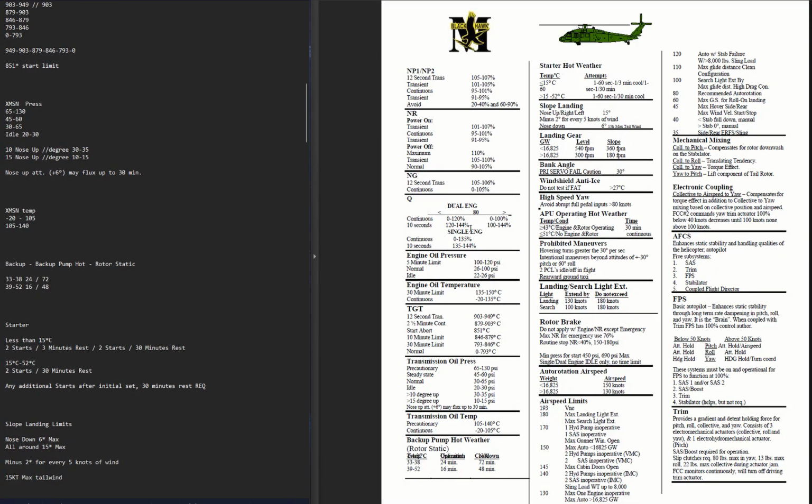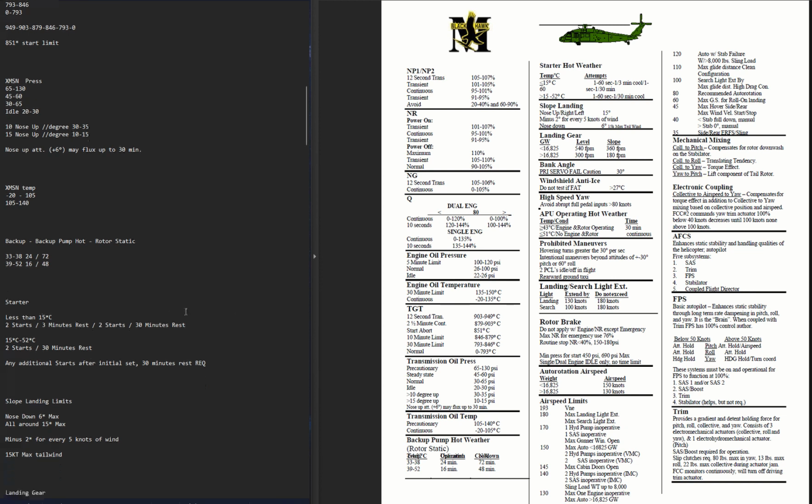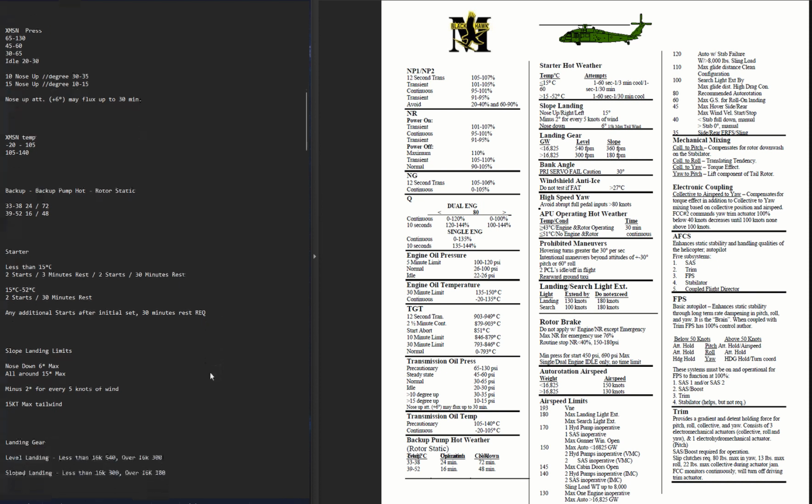For your starter in hot weather, if you're underneath 15 degrees Celsius, you have 2 starts available with a 3-minute rest, then 2 starts available with a 30-minute rest. From 15 degrees Celsius to 52 degrees Celsius, you have 2 starts, then a 30-minute rest, and then any additional starts after that initial set of two, you have a 30-minute rest that is required between starts.